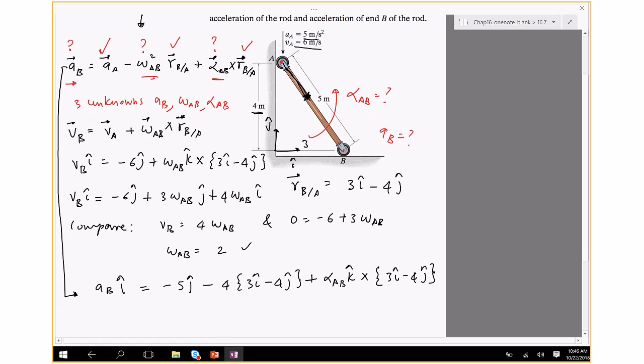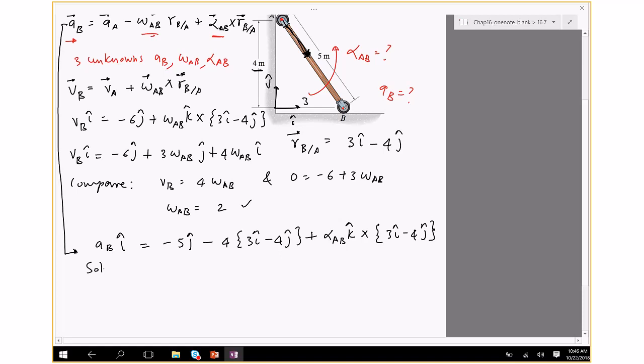Okay, so we have 4 minutes. So why don't you try to solve for that equation, solve for a_B and alpha AB, and post the answer.